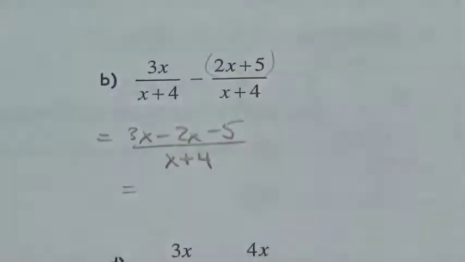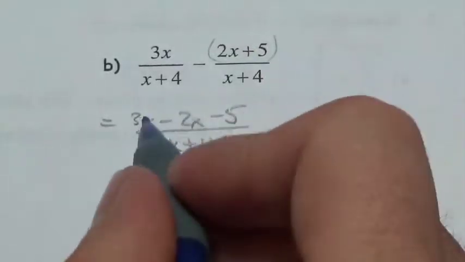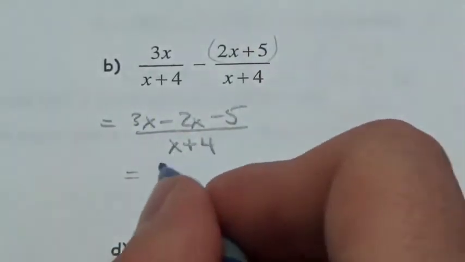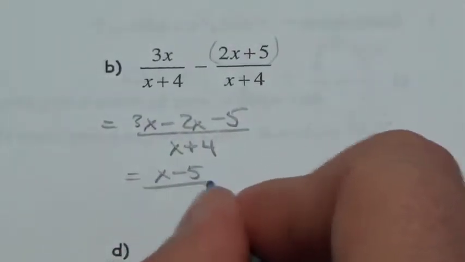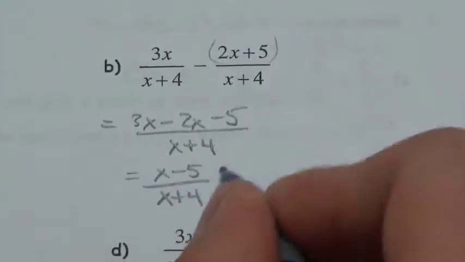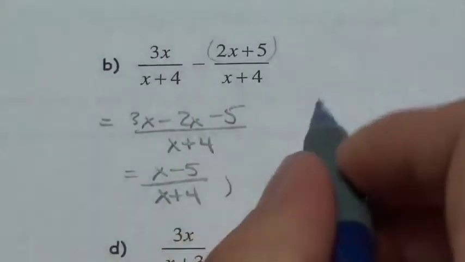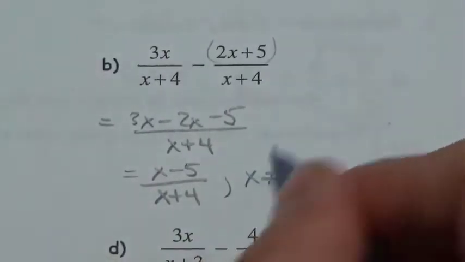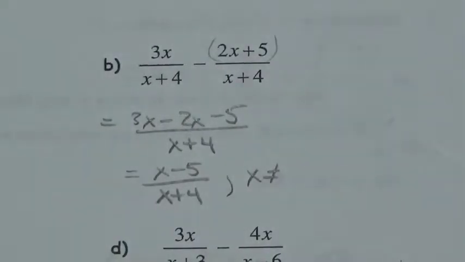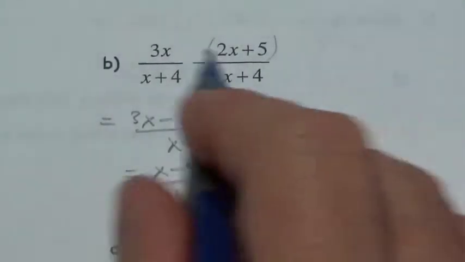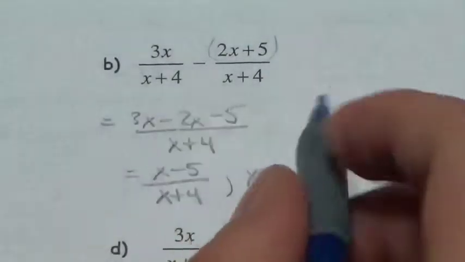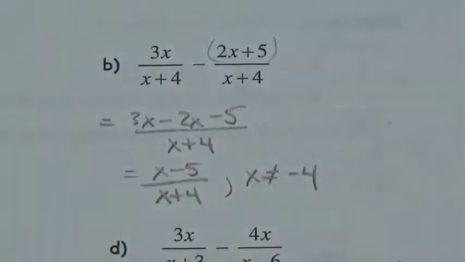Okay? And now I just put together the like terms. 3x minus 2x is just going to be x minus 5 over x plus 4. Wonderful. And once again, I never canceled anything. So the restriction that I get at the end is the restriction I had from the beginning. X cannot equal negative 4. You just got to state that.